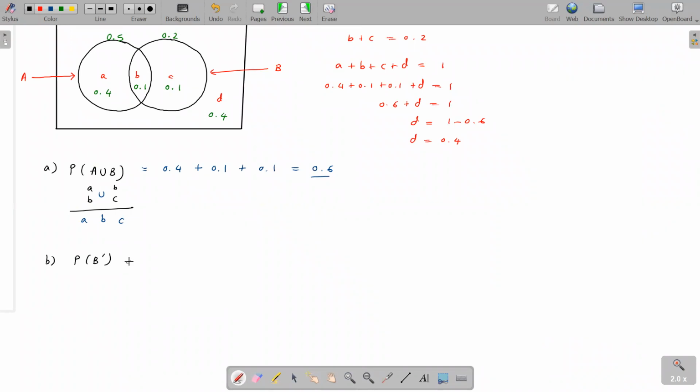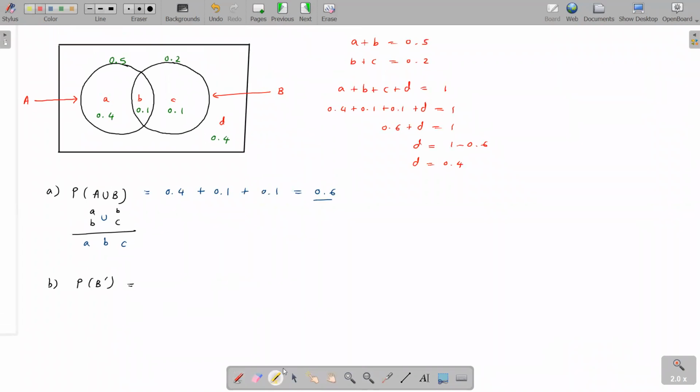How do you get the probability of B dash? B dash means you don't include B, right? So removing circle B, what are the parts you have other than circle B? Inside circle B, you have the regions B and C. Outside, you have A and D. So B dash means regions A and D. So basically, add the probabilities of those two regions.